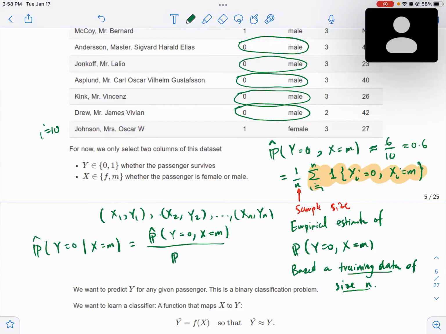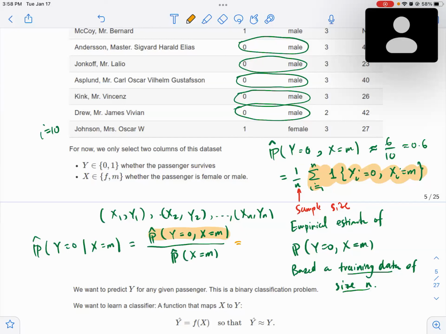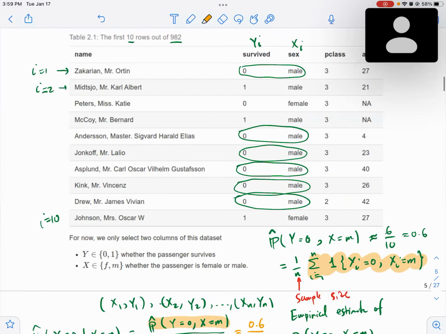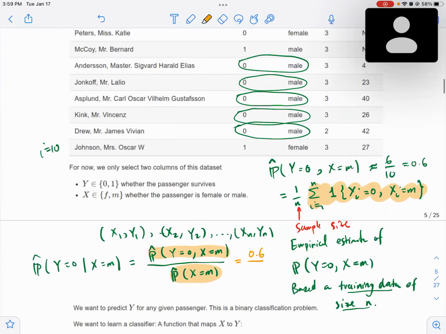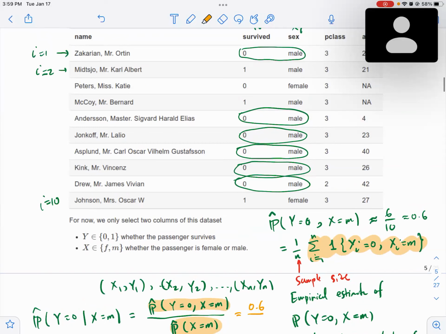I'm going to also use the empirical probability of x equal to m because I also don't know that, right? But I'm going to have an estimate of it. So this one, we calculated it roughly 0.6 based on 10 rows, let's say. So how about the other one? What should I do with this? Let's say there are 10 rows. What is the estimate of your probability of being male? What do we do?